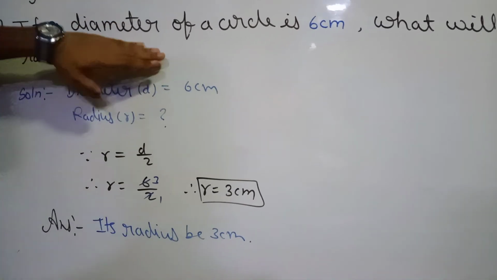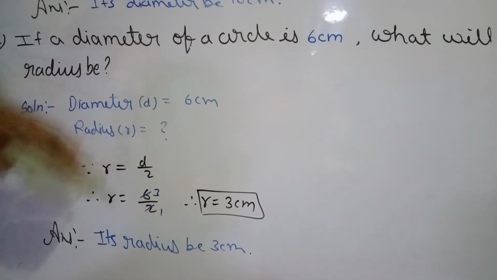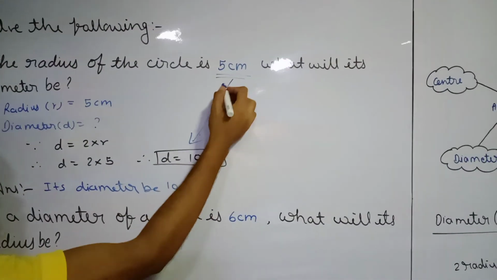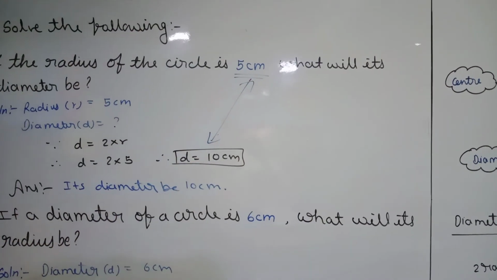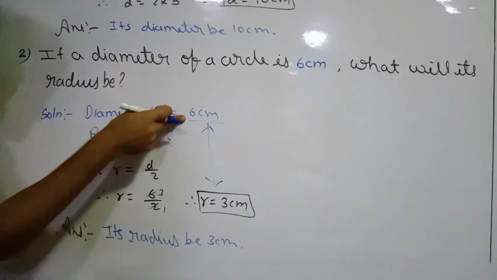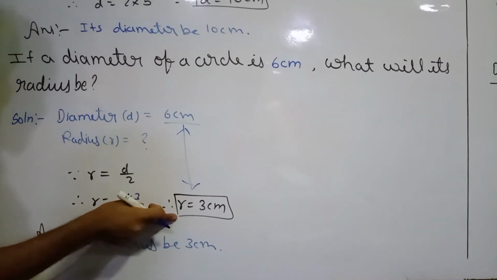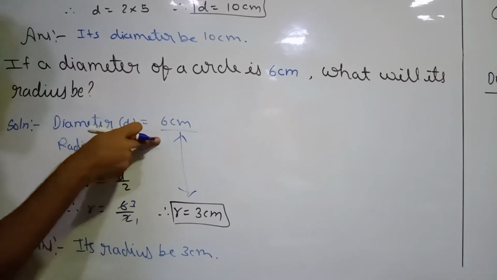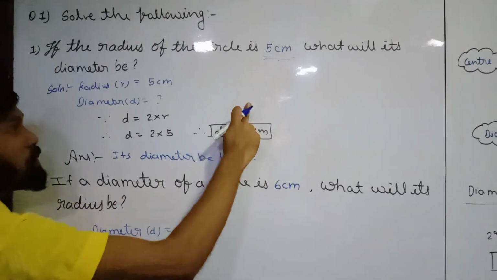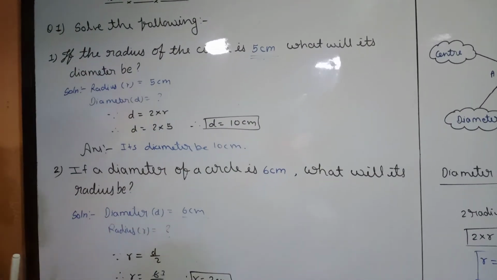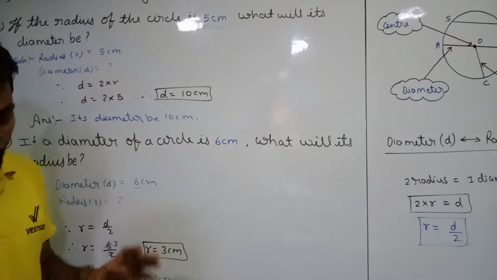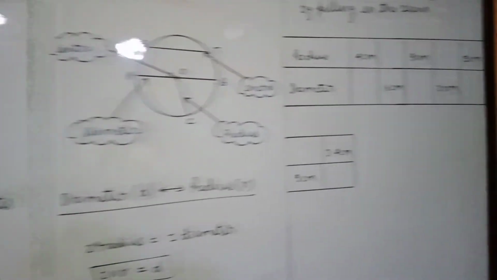If you are paying attention over here, you can come to know that radius is half of the diameter. Here also we have a relation between these two. If diameter is 6, radius becomes half, that is 3. If radius is 3, diameter becomes twice, that is 6. So this way we can find the relation between these two. Diameter is twice of the radius and radius is half of the diameter.